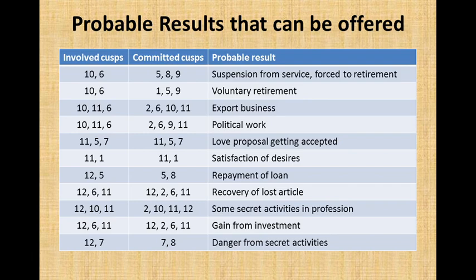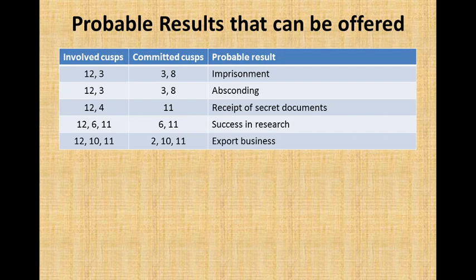Involvement of 12 and 7 and commitment with 7, 8, that's danger from secret activities. Involvement of 12 and 3 and commitment with 3 and 8, that's imprisonment. Involvement of 12 and 3 and commitment with 3 and 8, that's absconding. Involvement of 12 and 4 and commitment with 11, receipt of secret documents. Involvement of 12, 6, 11 and commitment with 6, 11, that's success in research. And involvement of 12, 10, 11 and 2, commitment with 2, 10, 11, that's export business.